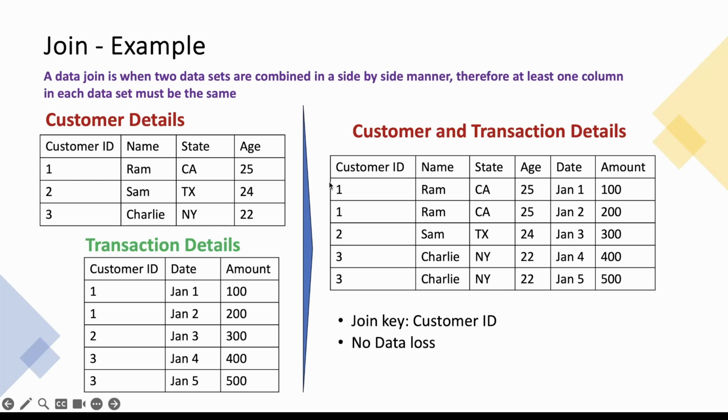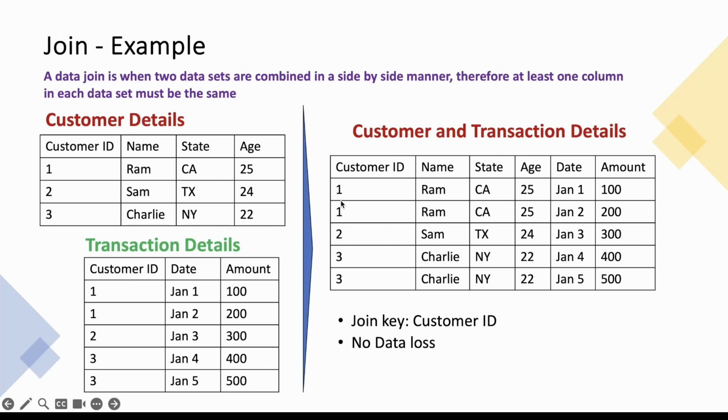Now, a few of the key things to note over here is that in the first table for customer ID 1, you had just one record. And in the second table for customer ID 1, you had two records. As a result, in the resulting table for customer ID 1, you have two different records. For the first record, you can see that the name, state, and age are exactly the same as they were in the first table, but you have details for the first transaction, which happened on January 1st, for $100. For the second record, again, the name, state, and age remain exactly the same.